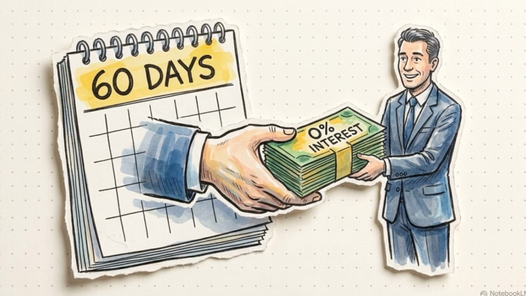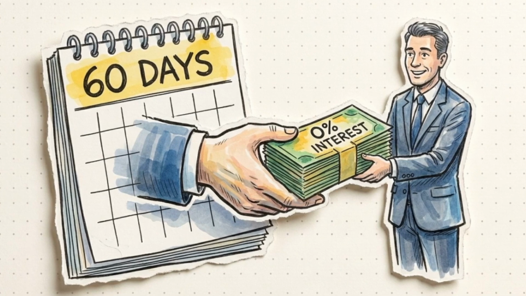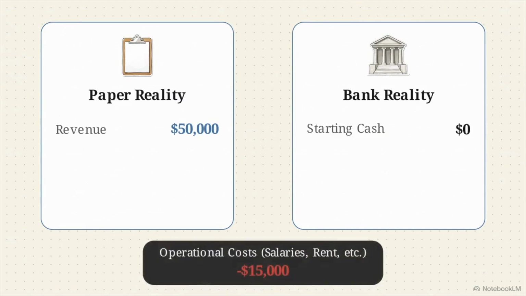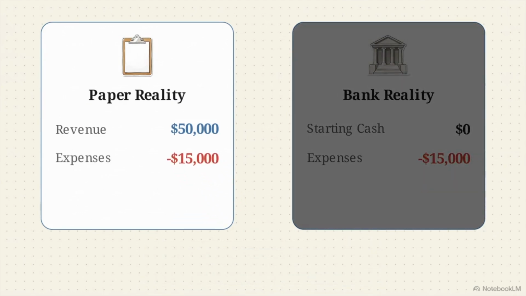By accepting these standard credit terms, you are effectively giving your customer a 2-month interest-free loan. Meanwhile, you still have to fulfill that order today. You pay out $15,000 in salaries, rent, and raw materials.